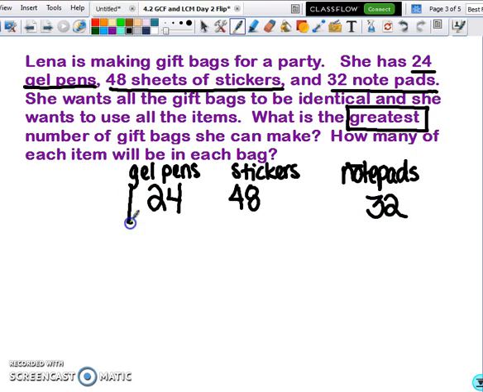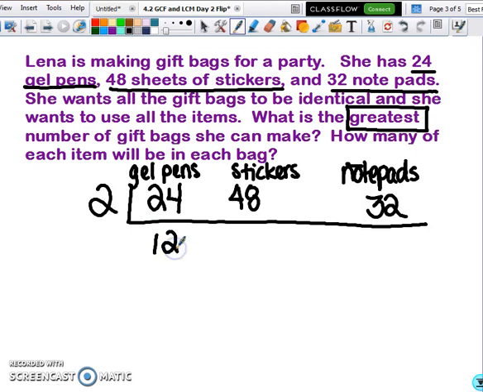Okay, so let's find the greatest common factor of these to make sure that all our gift bags have these items in them. I see that they're all even because they end with 0, 2, 4, 6, or 8. So I'm going to factor out a 2. 24 divided by 2, or 2 goes into 24, 12 times. 48 divided by 2 is 24. And 32 divided by 2 is 16.